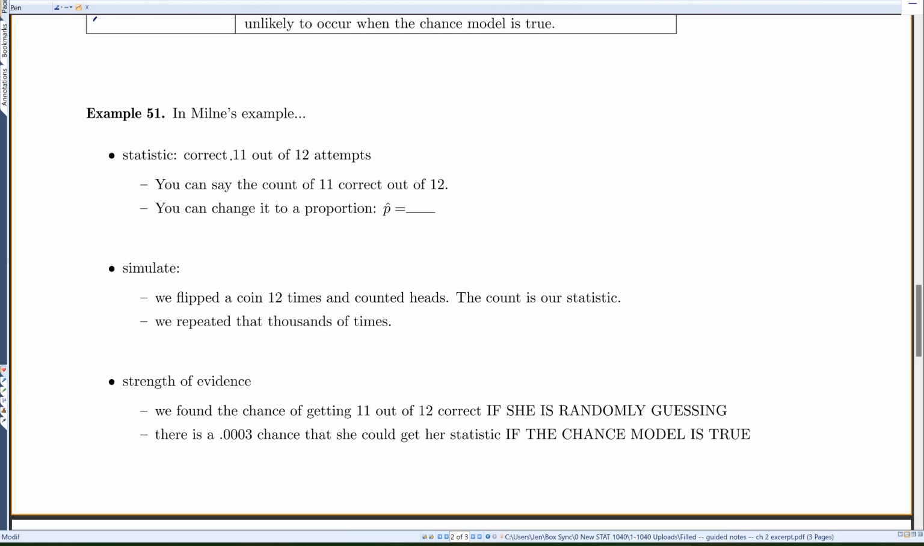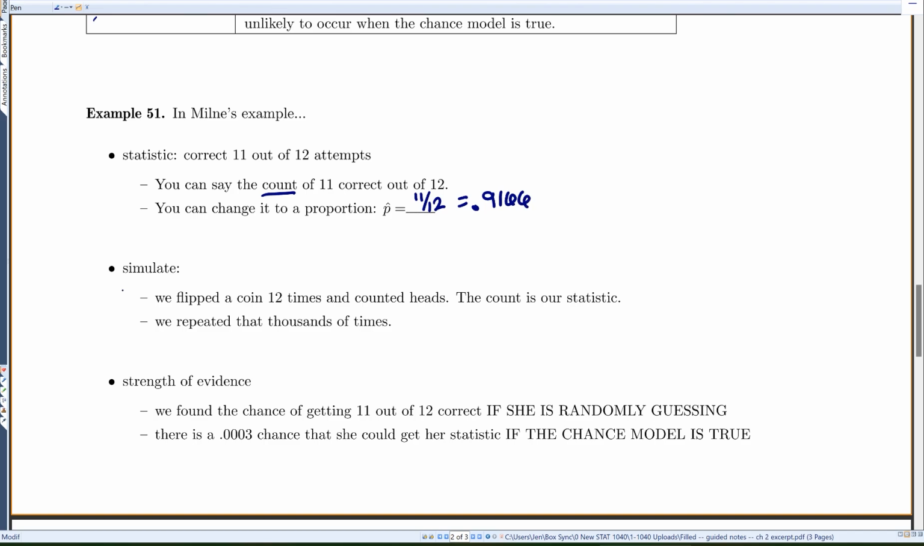So in Milne's example, the statistic was that she was correct 11 out of 12 times. You could say that the count was 11 correct out of 12. So we can count it as a number, or you could change it to a proportion. So as a proportion, remember, a proportion is just a percentage written as a decimal, so you don't have to multiply it by 100%. So we just do 11 divided by 12, or 0.9166. So we could have looked at it as a proportion instead of a count.